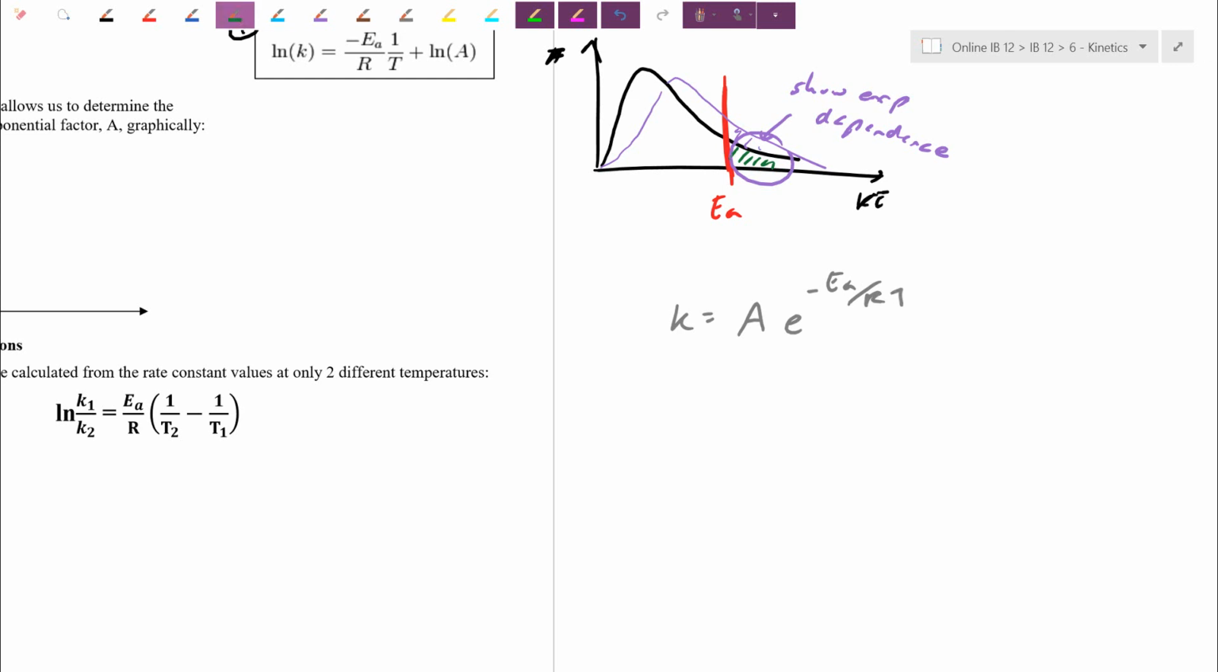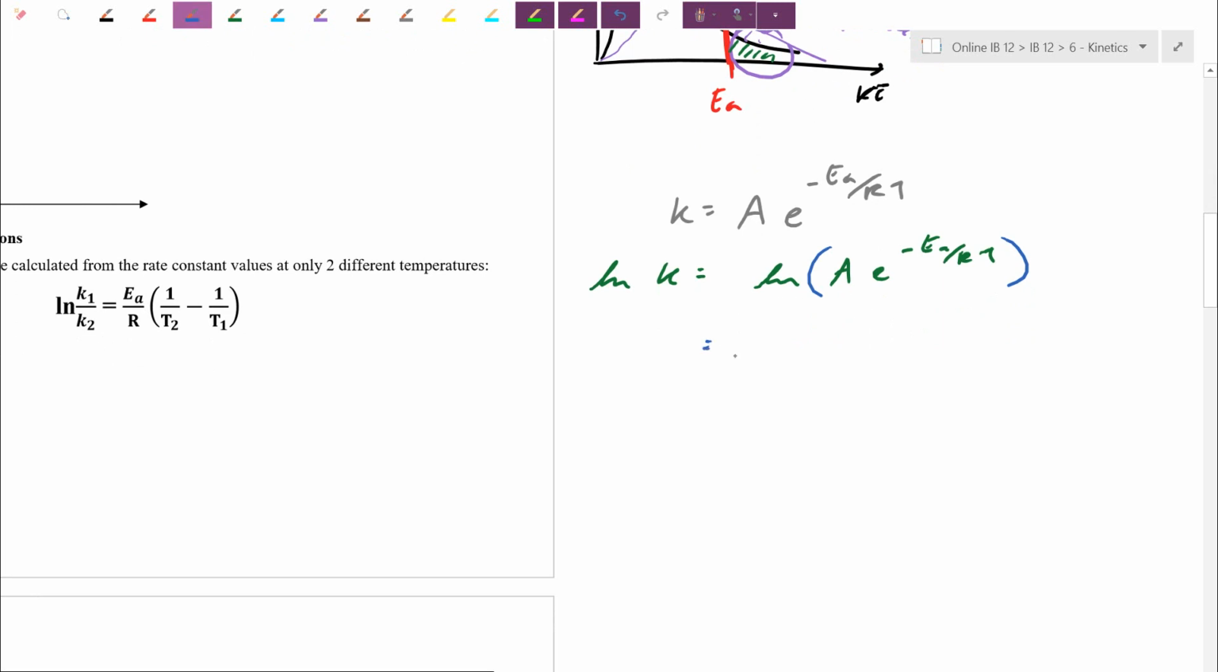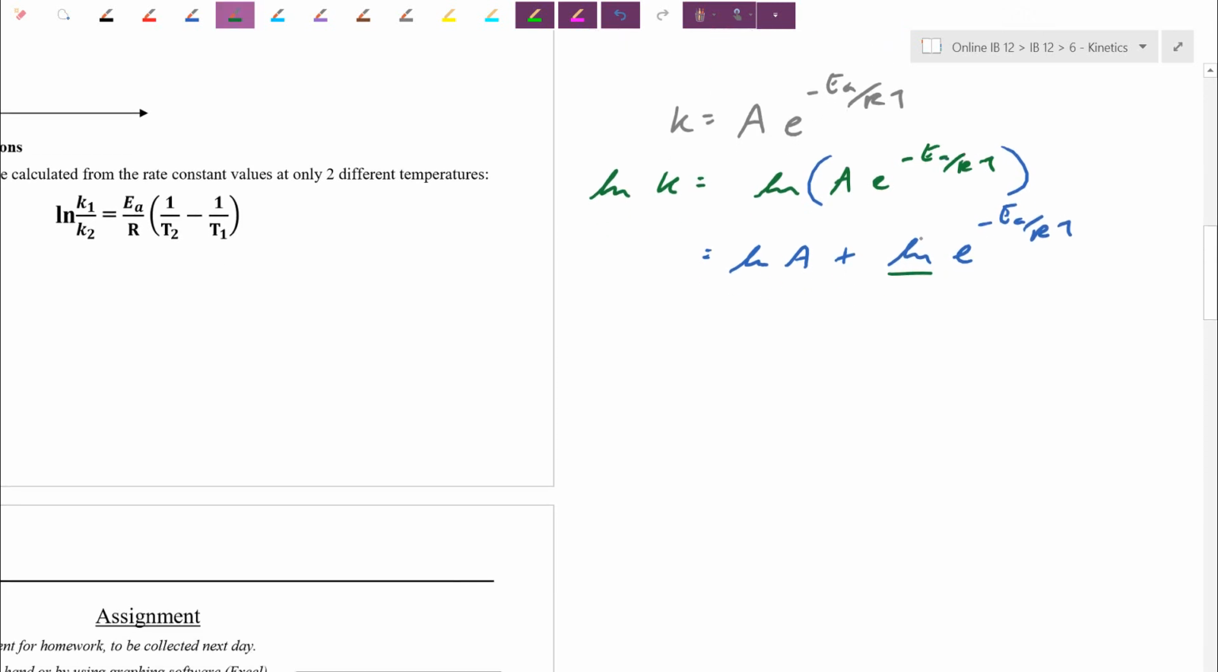What I'm going to do here is take the natural log of both sides. So ln k, and I'm going to take the natural log of this A e to the negative Ea over RT term. Using my log rules, when I have a log of two things being multiplied, it's the log of the first thing plus the log of the second. So I have ln A plus ln of e to the negative Ea over RT. Because the logarithm is the inverse function of the exponent, the logarithm can pull that exponent back down. So I have ln A plus negative Ea over RT times ln e.